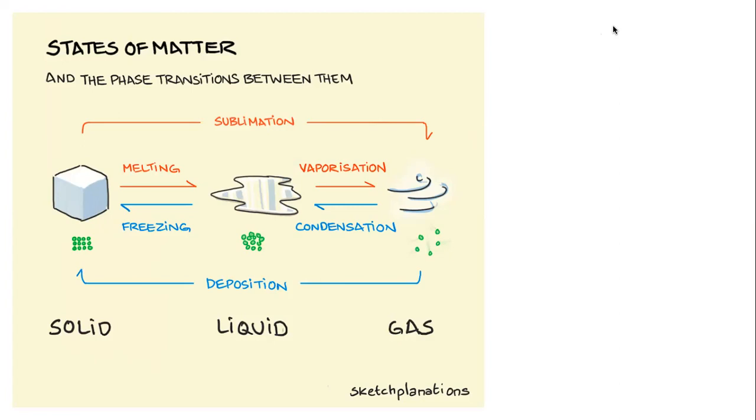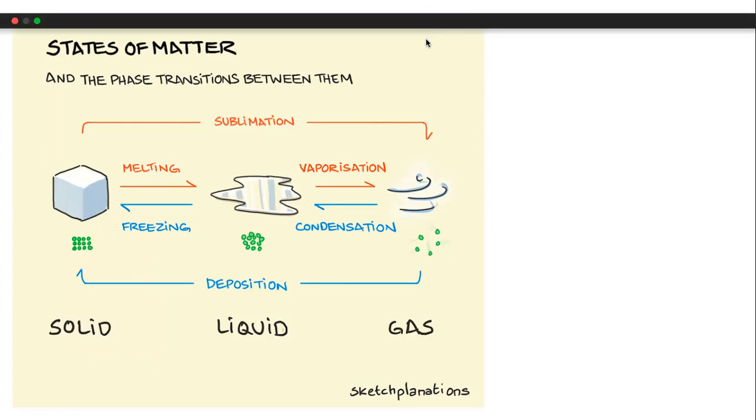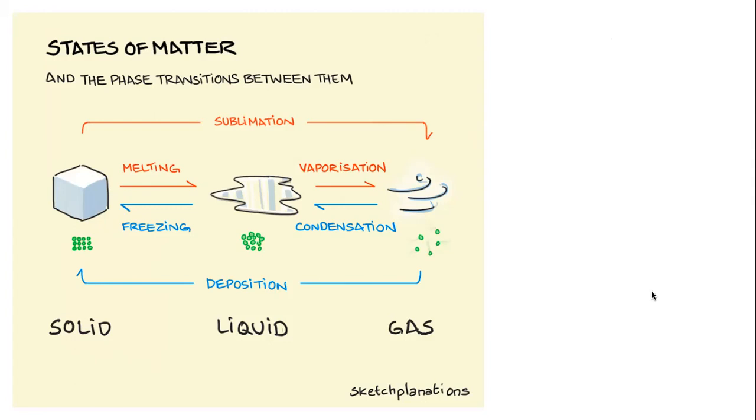So mainly there are three states of matter, solid, liquid, and gas, and the processes by which states of matter change are mainly, once again, the process of solid becoming a liquid is called melting, the process of liquid becoming a gas is called vaporization, the process of gas becoming a liquid is called condensation, the process of liquid becoming a solid is called freezing.